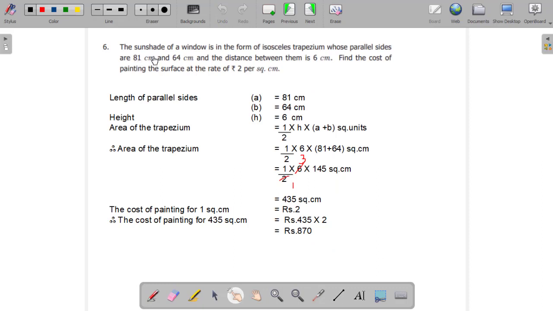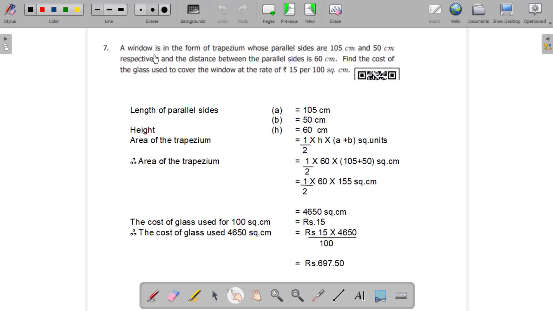Problem number 6. The sunshade of a window is in the form of an isosceles trapezium whose parallel sides are 81 centimeter and 64 centimeter and the distance between them is 6 centimeter. Find the cost of painting the surface at the rate of rupees 2 per square centimeter. By using the given details, first we find the area of the sunshade and then the cost of painting for 1 square centimeter, that is rupees 2. So the cost of painting for 435 square centimeter is equal to rupees 435 into 2, that is equal to rupees 870.